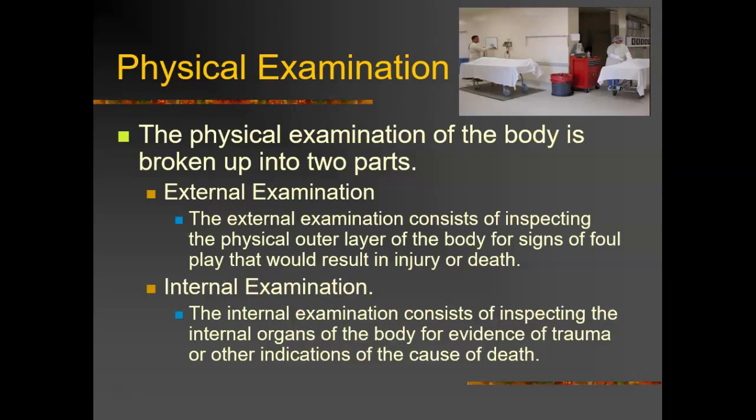And then there's a physical examination done. So we have two different major parts of physical examination. We have external and internal. So the external examination is going to be looking at the external parts of the body, right? So looking at the outer layer of the body for signs of foul play that could have resulted in injury or death. It's looking for injuries. It's looking for things like, for example, bite marks or scrapes or scratches or anything that could indicate how that person died, or help to solve that mystery.